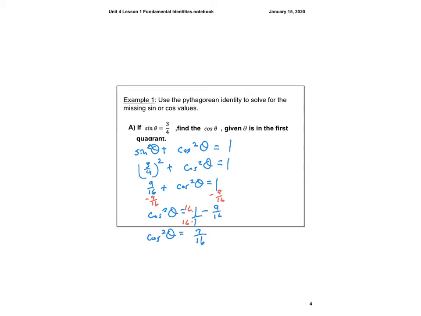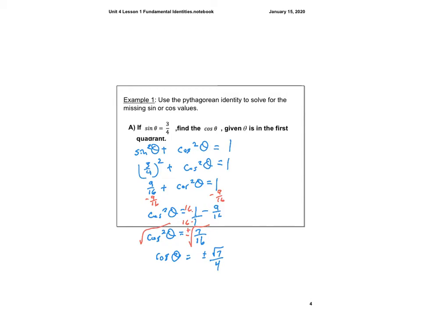All right, so now to solve this, I'm going to have to take the square root of both sides. When I do that, I get a plus or minus on the outside. So the cosine of theta is equal to plus or minus the square root of 7, which is the square root of 7, but I can find the square root of 16 down there, which is 4. So I get plus or minus the square root of 7 over 4.